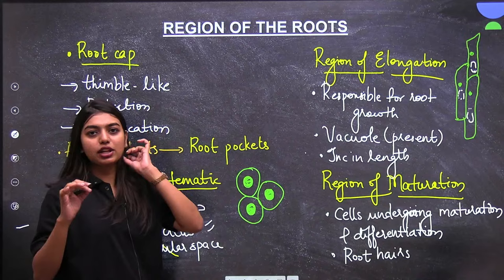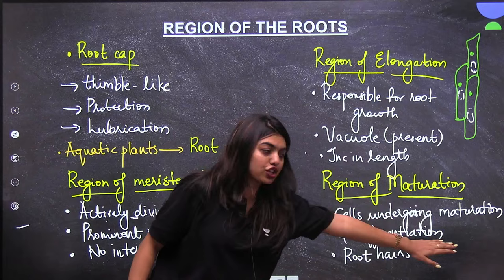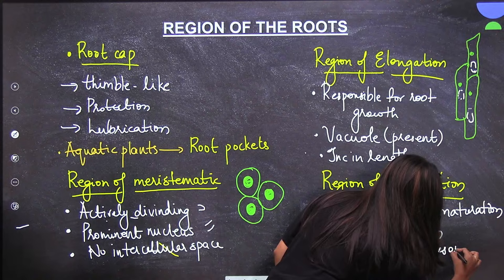Yes, cells are undergoing maturation and differentiation and root hair is present, right? In this region, root hair will be present and we will see so many cells also in this region. Clear? Yes? Clear? Very good.